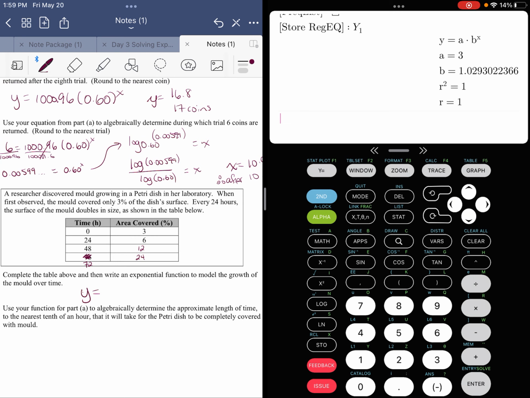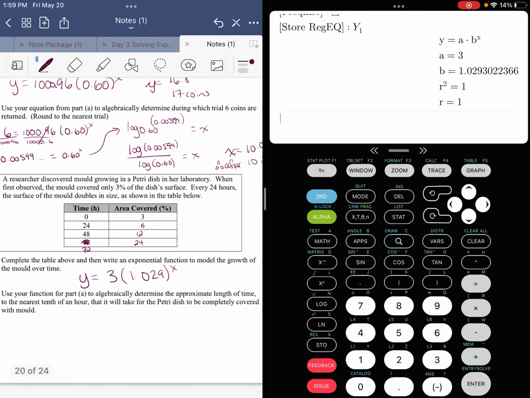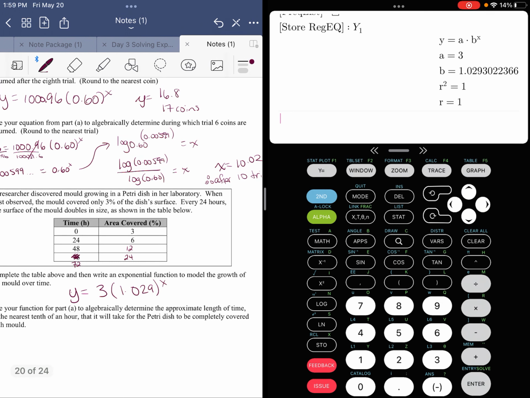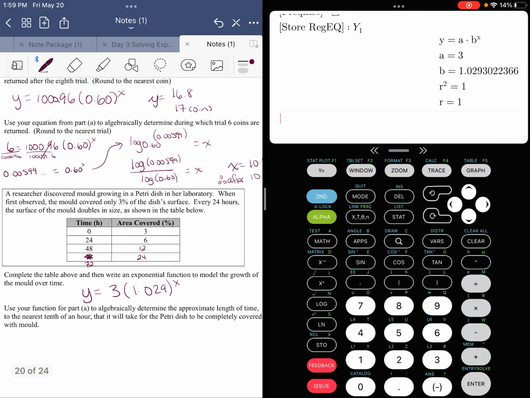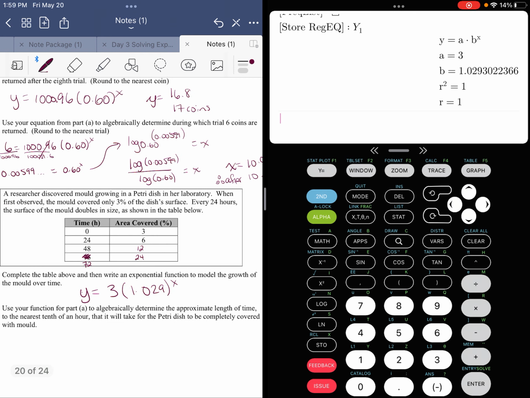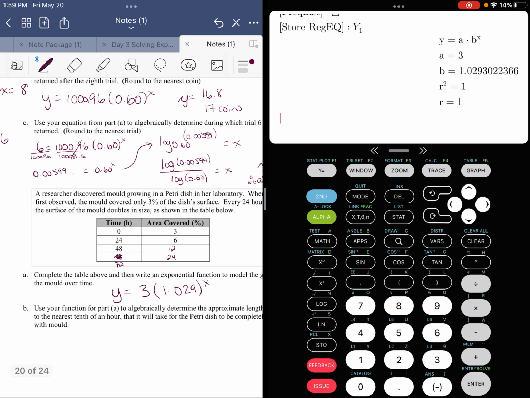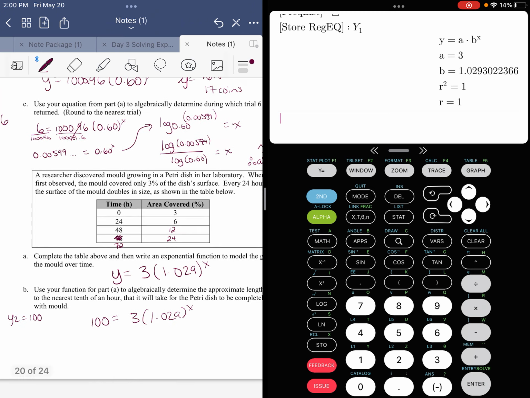So we get y is equal to 3 multiplied by 1.029 to the x. And we're going to use this function to algebraically determine the length of time to the nearest tenth of an hour that it will take the petri dish to be completely covered with mold. So that means we want it to get to 100%, and that means y is going to equal 100%. So 100 is equal to 3 times 1.029 to the x.